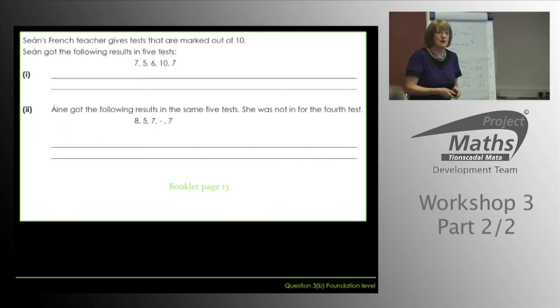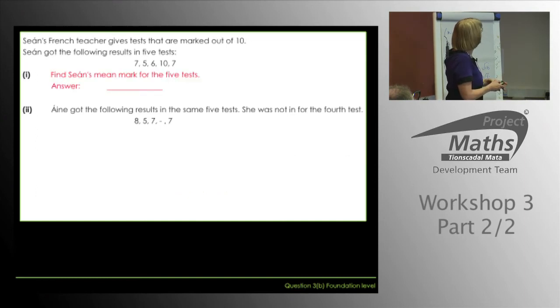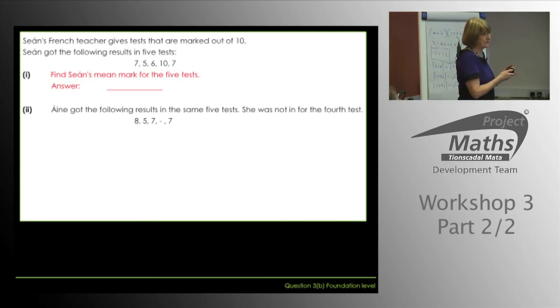So the first question that was asked, what was the normal question you'd be asked with something like this? Find the average or find the mean. Okay, find Sean's mean mark for the 5 tests was the actual question that was asked. Anya got the following results in the same 5 tests. She was not in for the 4th test. You could be asked for her mean of the 4th test.